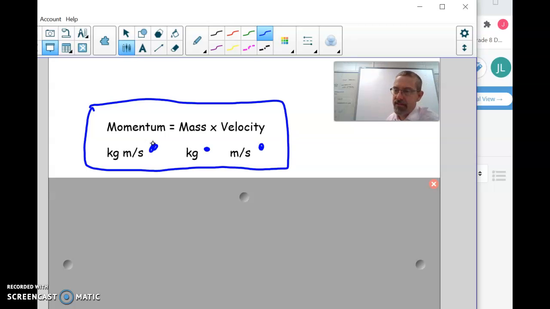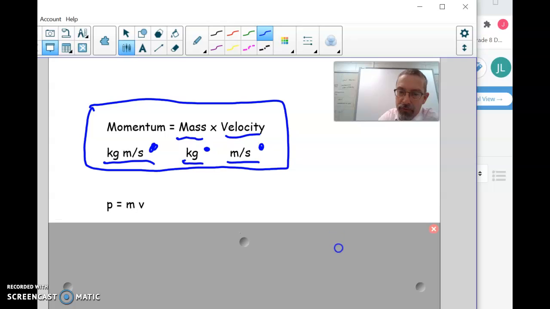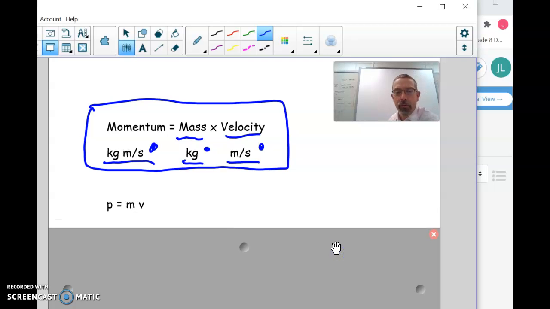But momentum isn't just this kind of abstract concept. We can actually calculate it. If you give me the mass of an object, tell me the velocity of it, I will be able to tell you its momentum. If I have a 1 kilogram object moving at 1 meter per second, that object will have 1 kilogram meter per second of momentum. It's measurable, okay? So the way that we write this equation in shorthand is P equals mv.